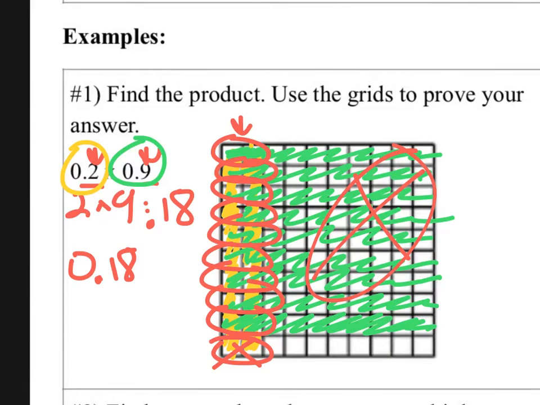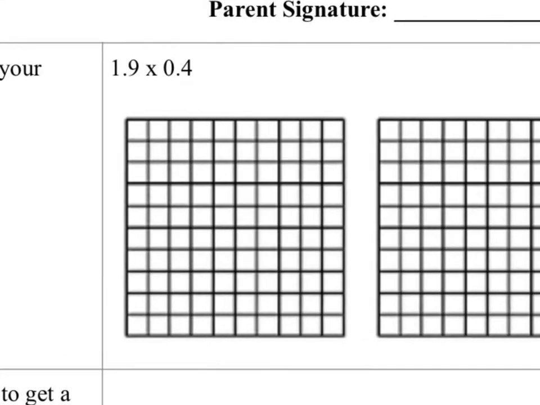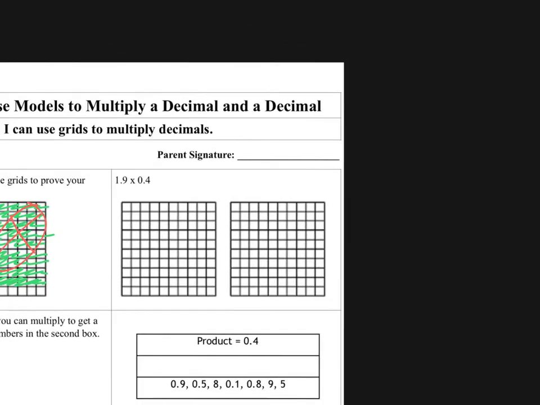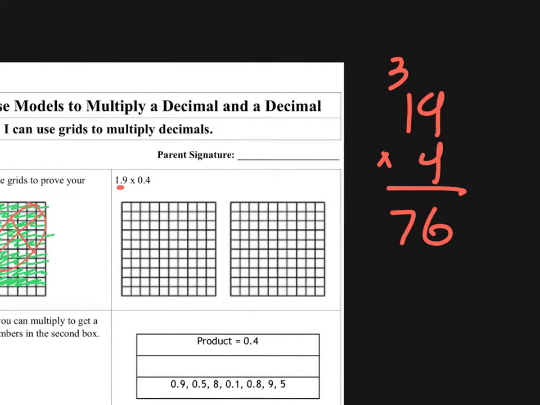Let's go try the second one. Here it is. Let's first prove it on the side. It is going to be 19 times 4. 9 times 4 is 36. 4 times 1 is 4. Add 3 makes 7. So I know it's 76, with two numbers behind the decimal. So it'll be 0.76. I should have 76 squares that are shaded in, 76 out of 100. That's why it's called 76 hundredths.